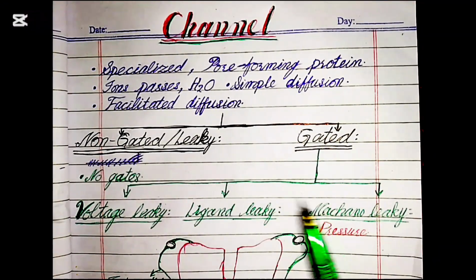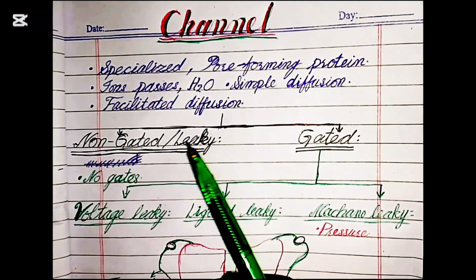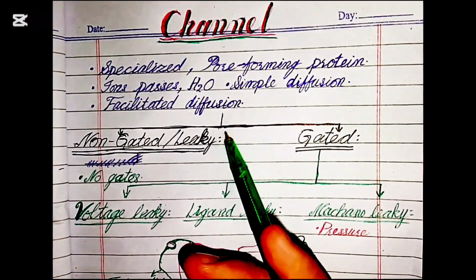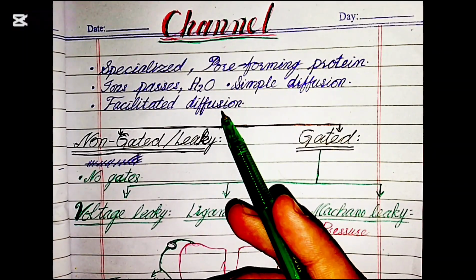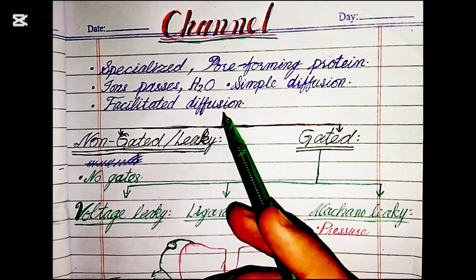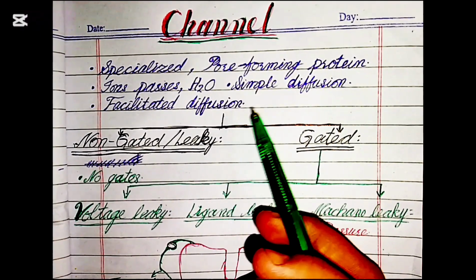Today our topic is channel. What actually is a channel? A channel is a specialized transmembrane protein. We can also say it is a pore forming protein which transports ions and water etc. along the cell membrane through simple diffusion.